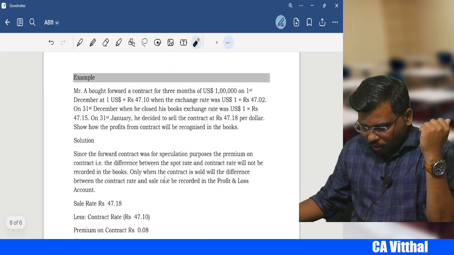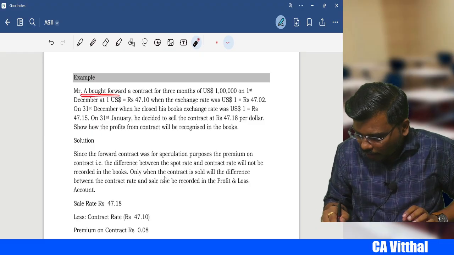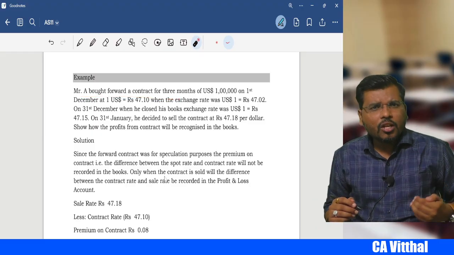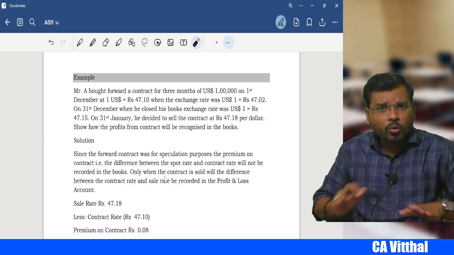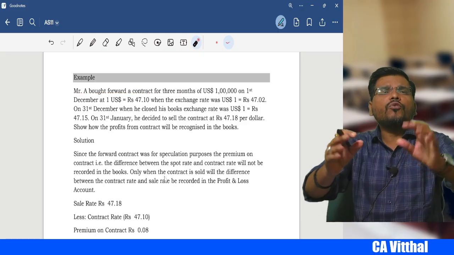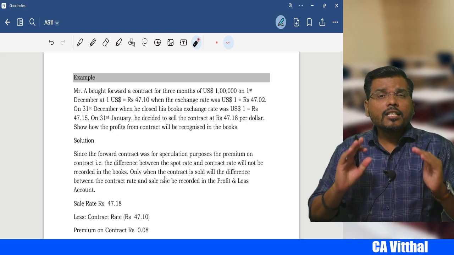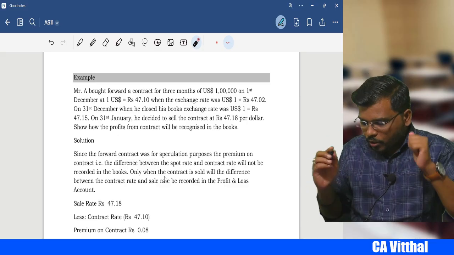This is not for the purpose of hedging, because they have not said that we purchase machinery or anything. Nothing is mentioned here. They just say we have entered into a forward contract, which means it is speculation. It's for trading purpose.